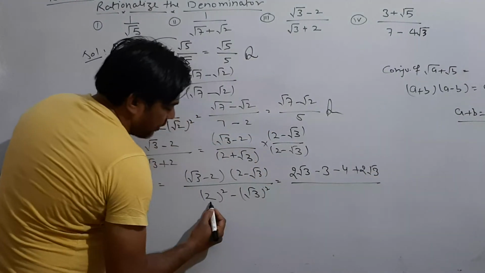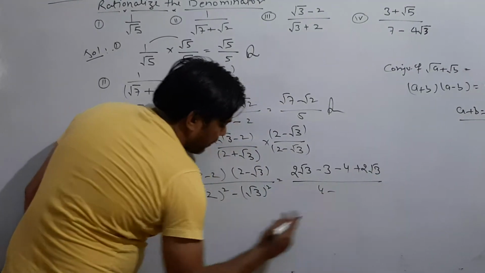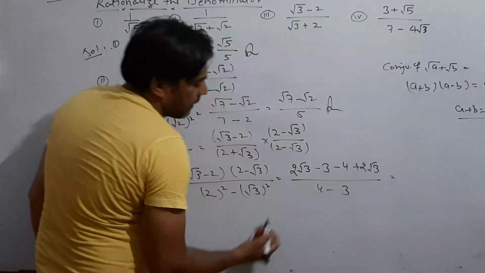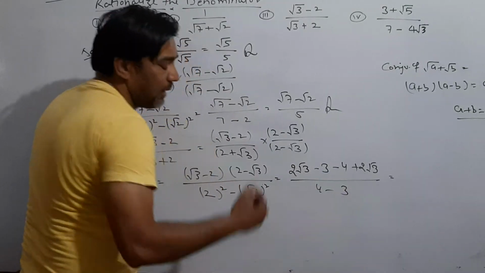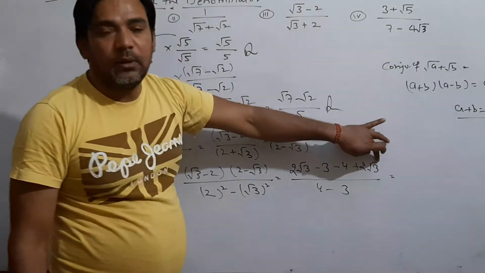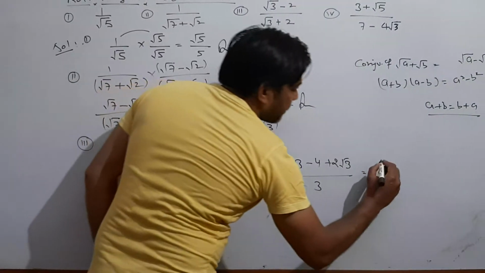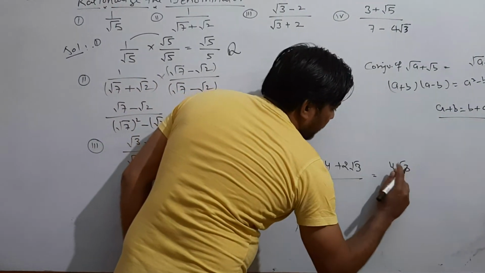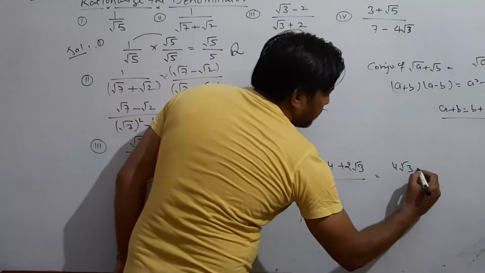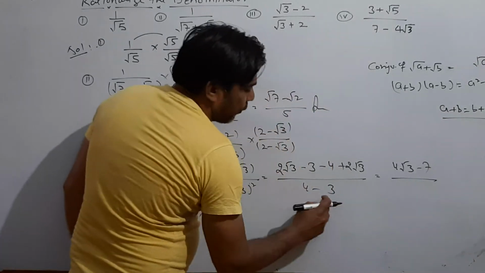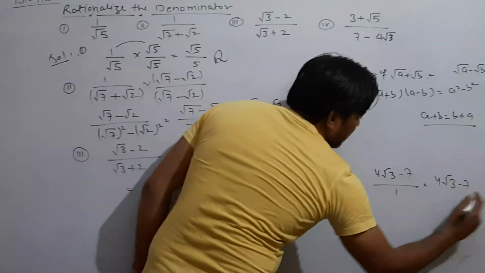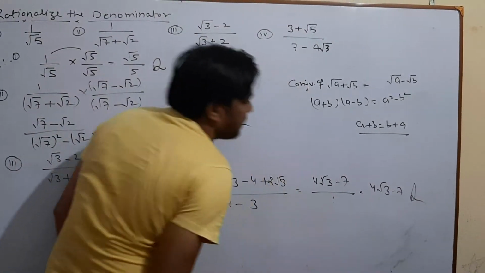upon square of 2, this is 4, and square of root 3, this is 3. So now check what you will get. 2 under root 3 plus 2 under root 3. I already told you this is 2 apple plus 2 apple. So these are 4 apple. That means 4 under root 3, and minus 3 and minus 4, which is equal to minus 7. And 4 minus 3, this is 1. So simply you will get 4 under root 3 minus 7. Right? This is your answer.